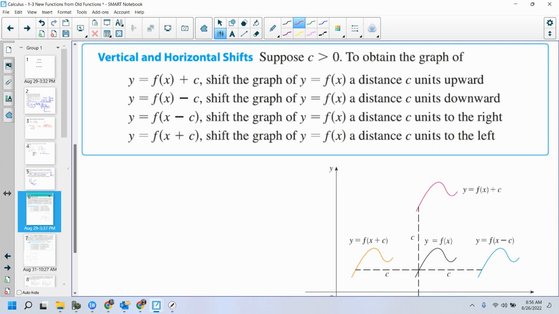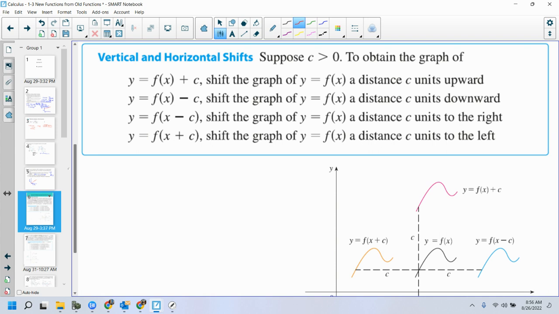To move a function up or down, whatever the function may be, to vertically shift a function, you add or subtract on the outside of the function, okay? You're changing the y-coordinate of the function. You're changing the f of x value, so it's going to be like f of x plus c. Whatever the whole function is, I'm going to add a certain amount to it to make it move up, and I'm going to subtract a certain amount to make it move down. So f of x plus c is going to shift upward. f of x minus c is going to make it shift downward.